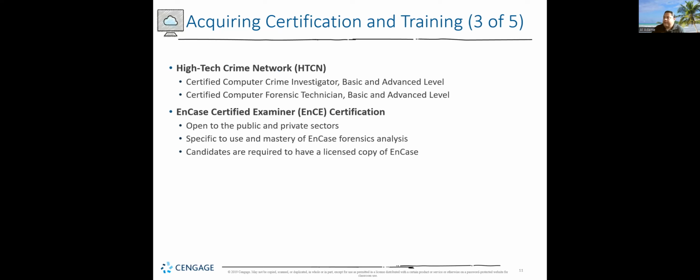Moving on. More certification and training. High-tech crime network. Certified computer crime investigator, basic and advanced level. Certified computer forensic technician, basic and advanced level. EnCase certified examiner certification, open to the public and private sectors, specific to use and mastery of EnCase forensic analysis. I believe this is software. Candidates are required to have a licensed copy of EnCase. Yeah, that's what I thought.